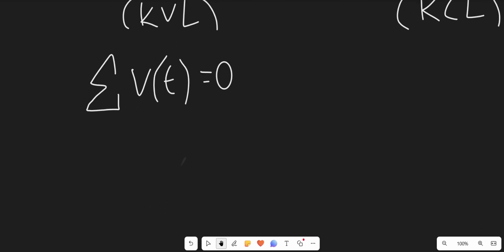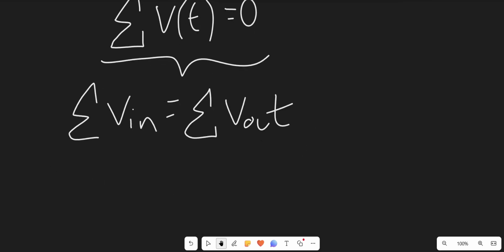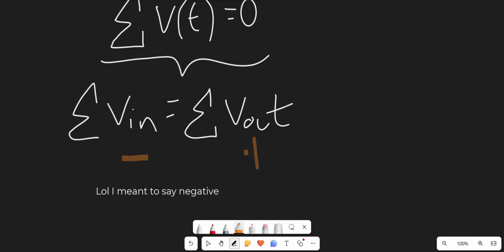So another way of expressing this formula here would be Vn. So that's the voltage coming in equals the voltage coming out. So it doesn't matter how you assign the positive or negative signs, but one of these will have a positive sign and the other one will have a minus. So when you add them together, they just cancel out to form 0.